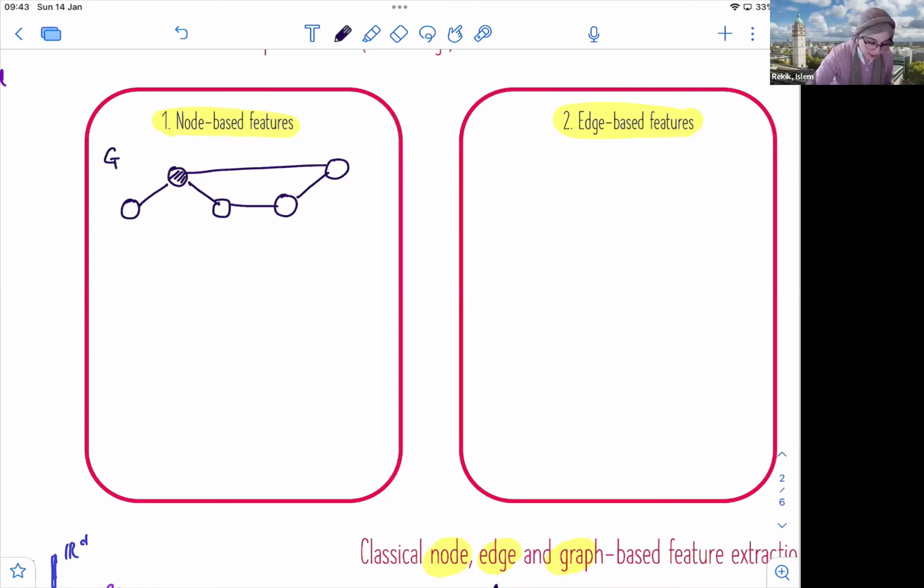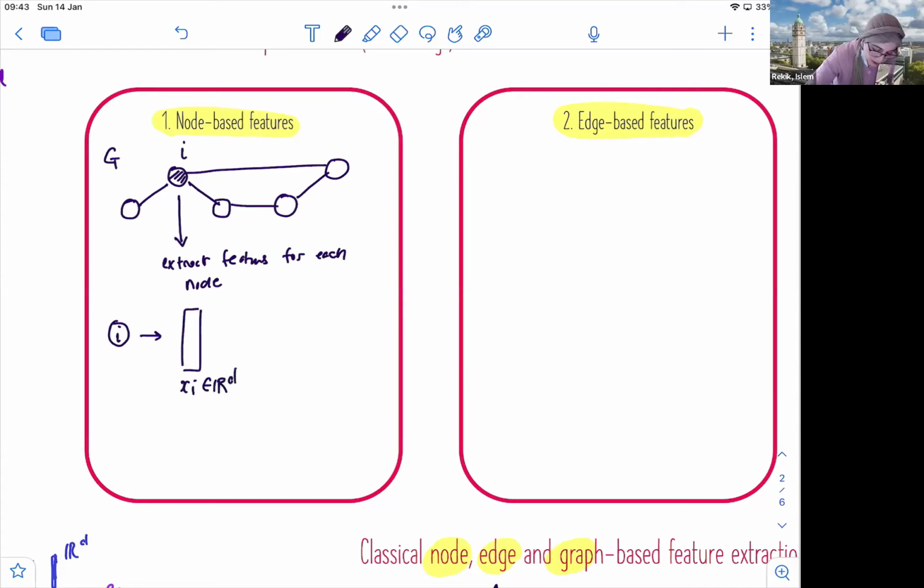So what we need to do, if we're going to do node-based classification, is extract features for each node. For example, for node xi, or node i for simplicity, I want to extract a set of features, let's call this xi, belonging to R^D. So I want to extract D features.